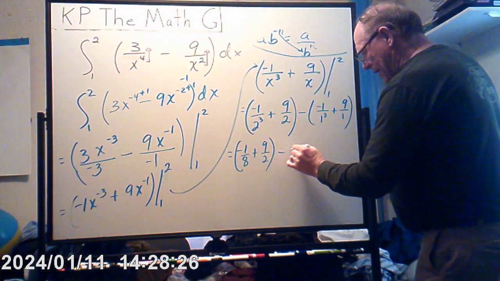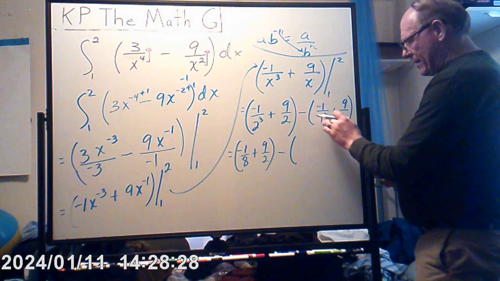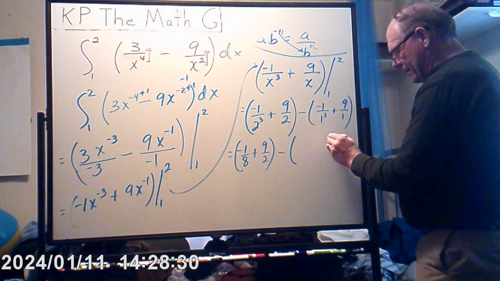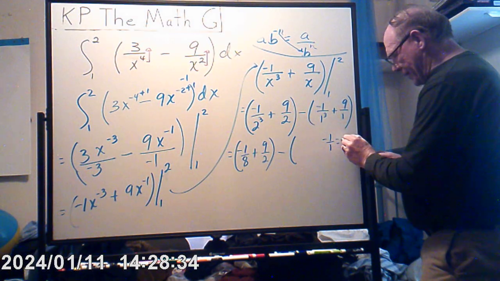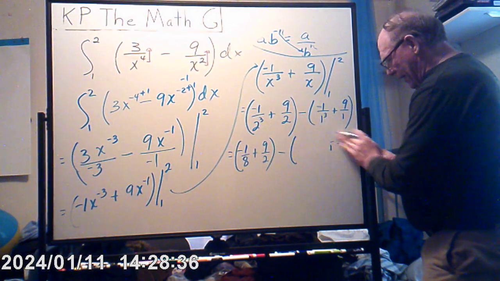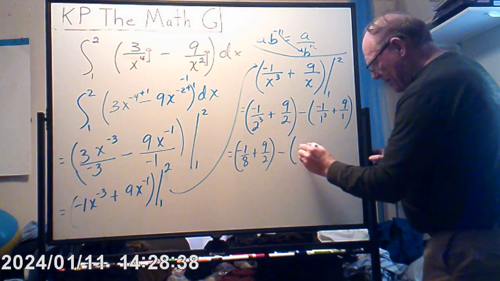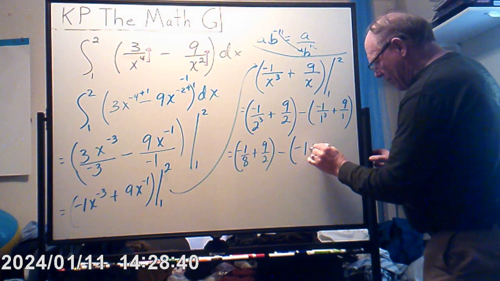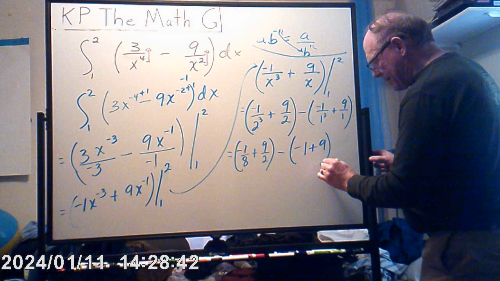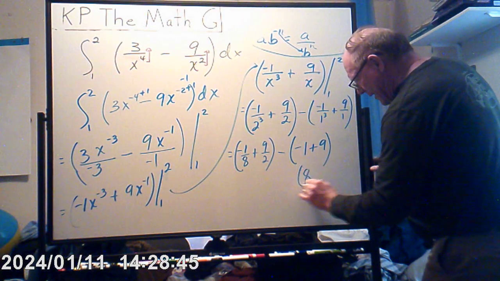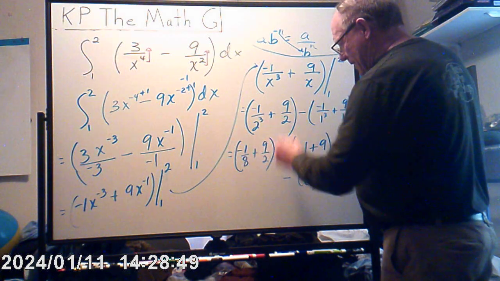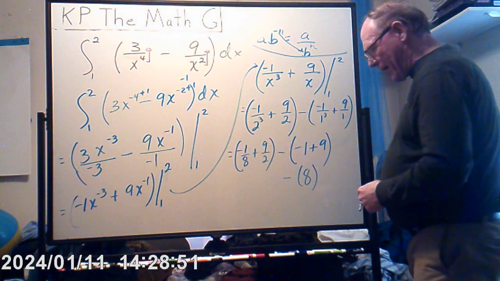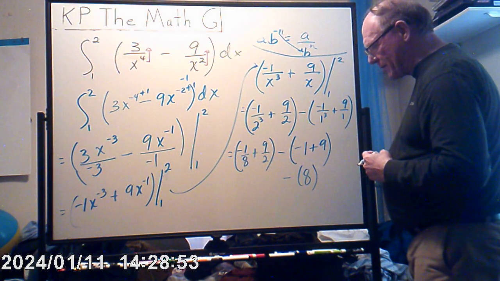Minus sign. 1 cubed is 1, so negative 1 over 1 is, of course, negative 1. So negative 1 down here. 9 over 1 is 9. All of this is 8. And this fraction is what we have to contend with right here, so we're going to do that.